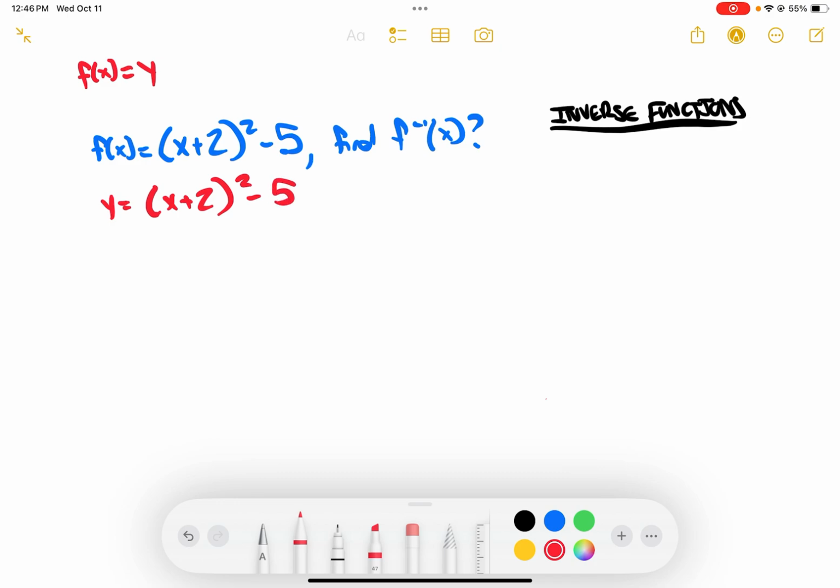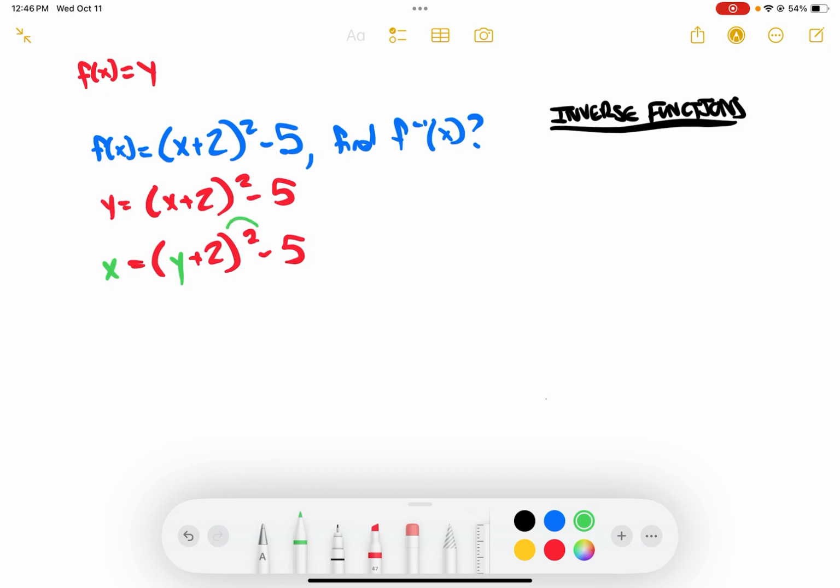And if I want my inverse function, then I'm going to have to swap out my variables. So my y, I'll change it to an x. And my x, I will change to a y. Now it's my job to get y by itself. How do I do that?